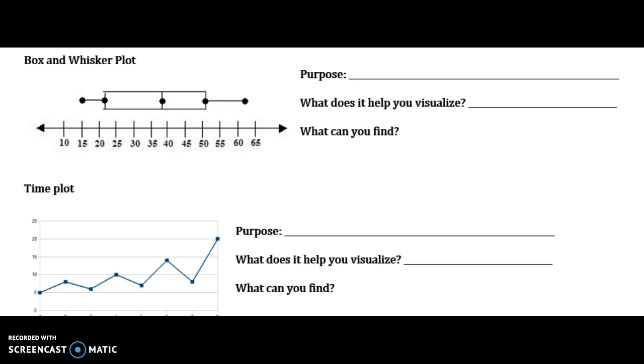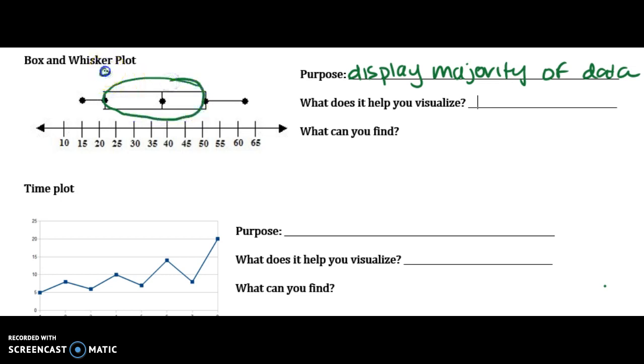So the first we've kind of already talked about, and that's a box and whisker plot. And the purpose of a box and whisker plot is to kind of display where the majority of your data lies. Obviously, the most of your numbers in a box and whisker plot are going to be lying in the box in between your Q1 and Q2, Q3. Remember, that's your quartiles. And then your median is always this one in the middle. It really helps you visualize, obviously, the median.